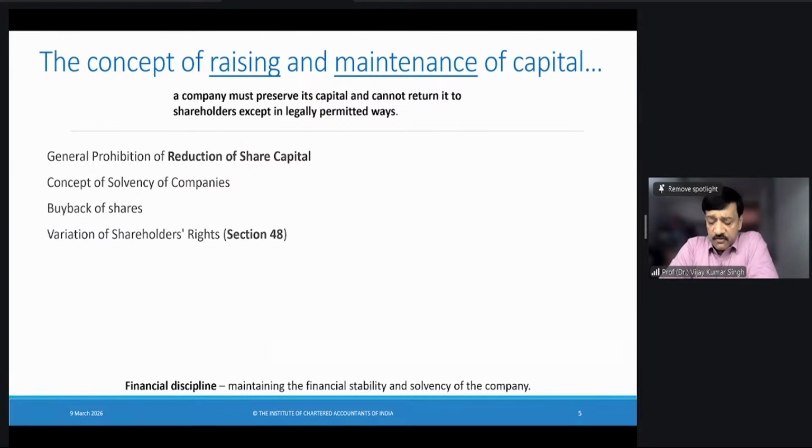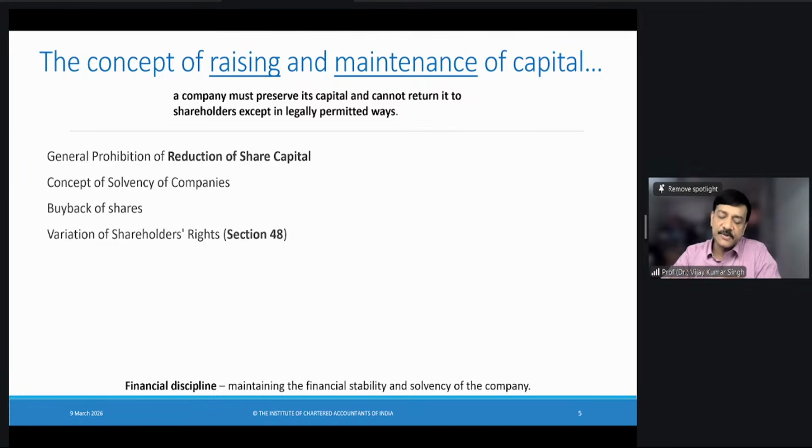Now, before we go into the sections and details, let us understand the concept of raising and maintenance of capital. In the initial lectures, you must have seen that a company is formed for a particular purpose. One of the primary purposes of forming a company is to have a separate legal entity and to limit the liability. So companies are limited liability companies, and the liability of an individual is limited, subject to the number of shares they are holding.